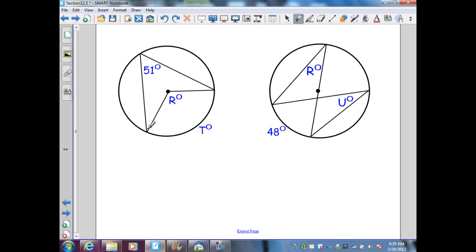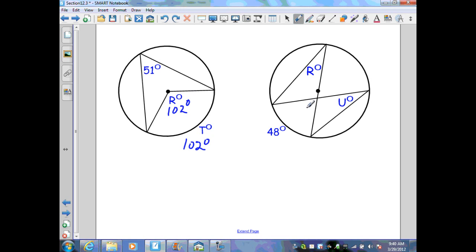In this diagram, I'm given a central angle and an inscribed angle. I can determine the value of this arc because the inscribed angle is 51 degrees. When I multiply that by 2, that gives me the measure of its intercepted arc, which is 102 degrees. And I know the central angle is equal to its intercepted arc, which makes this also 102 degrees.